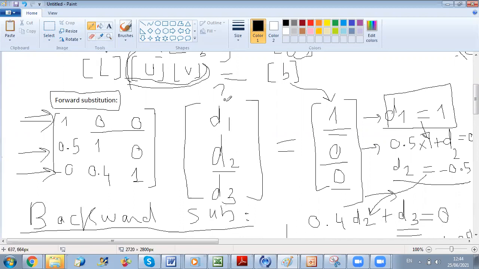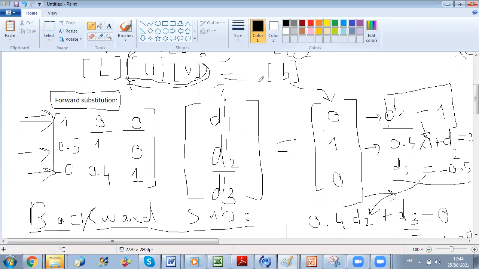I can name them D1, D2, D3. Or, because you are finding several vectors, you can name them D prime 1, D prime 2, D prime 3. No problem, it's just the way you name them. And equals, here instead of 1, 0, 0, I will replace this vector by the vector 0, 1, 0. So now 0, 1, 0.